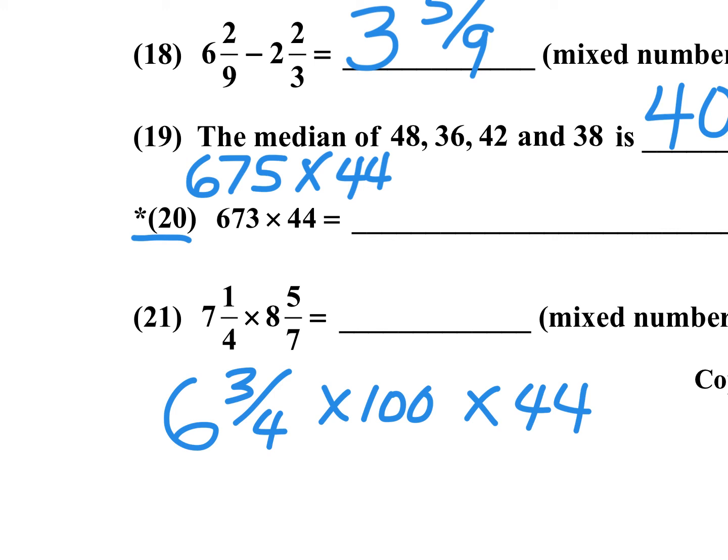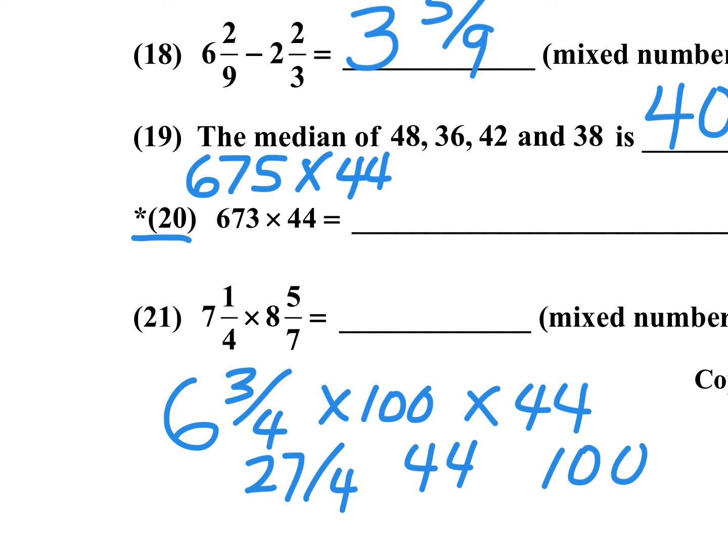24 plus 3 is 27. So this is actually 27 over 4 times 44, and then times 100. So 4 goes into 44 11 times. 11 times 27 is 297. And then multiply that by 100. That's a cool shortcut. Now, if you want to multiply 67 times 44, you can. But 29,700 is right down the middle for this problem. It's an approximation.